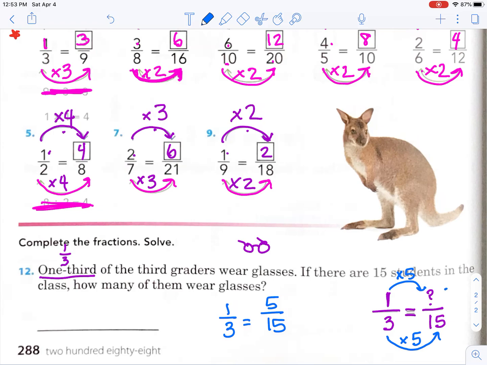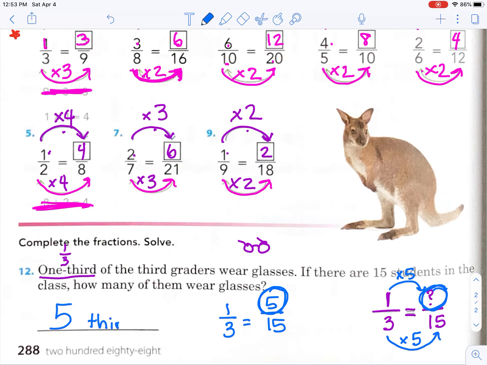Okay, so what answer do we put on the line? What are we trying to find out? Okay, this is what we're trying to find out. This number right here. So how many students wear glasses? 5. Am I done? Is that the answer? No. What do I need? Label. Okay, what am I labeling? Am I labeling 5 glasses? Am I labeling 5 what? You can write 2 things.